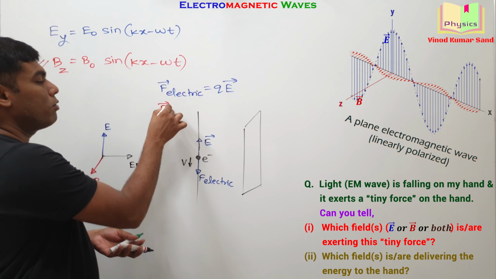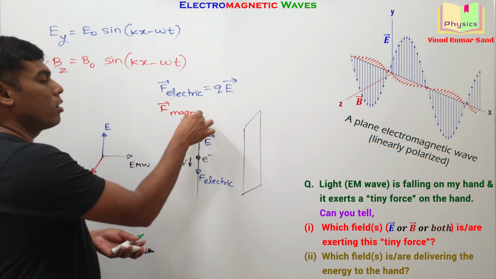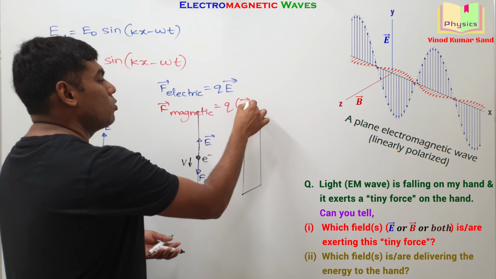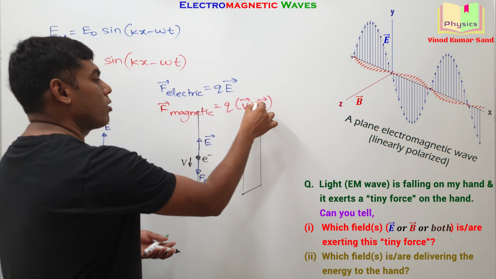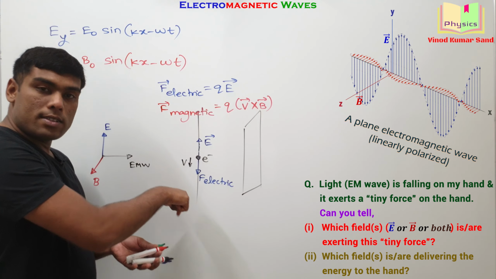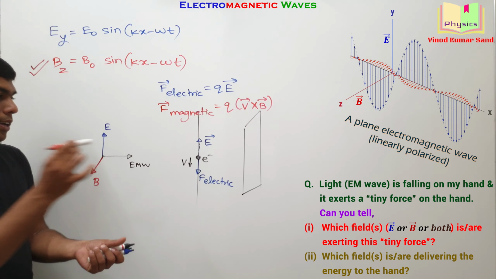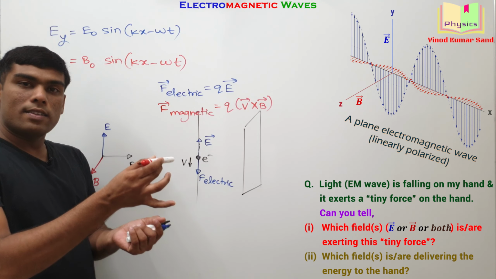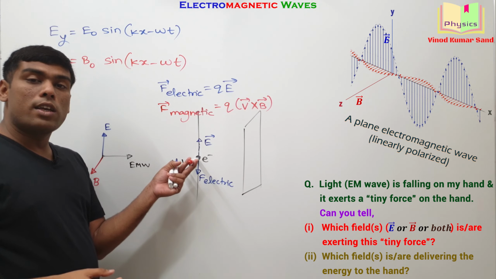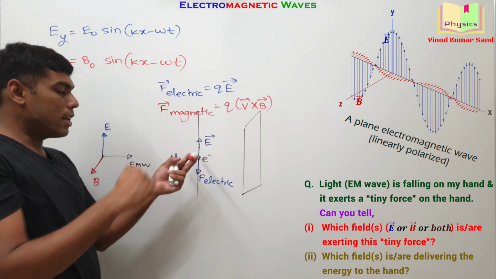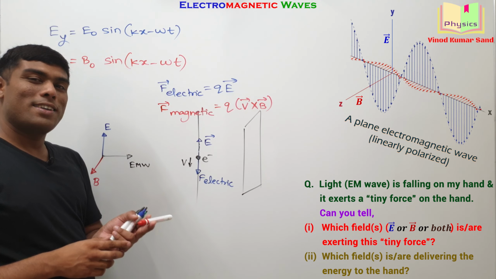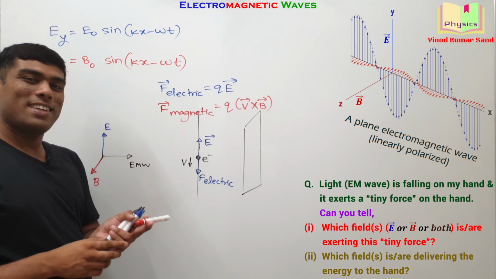Now let's think about the magnetic force. What is the formula for the magnetic force on a moving charged particle? F magnetic is equal to Q V cross B. That also we know. So V vector is in this direction and B vector is coming out like this. Try to use the right hand rule. Q V cross B. V is in this direction, B is like this. What is your opinion? Do it quick. Where is the magnetic force?